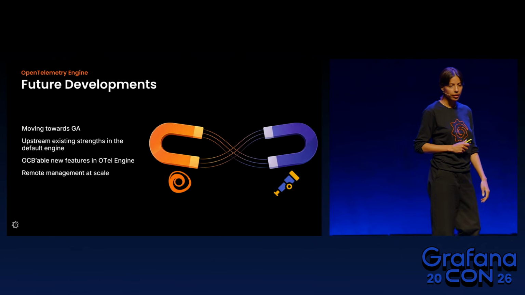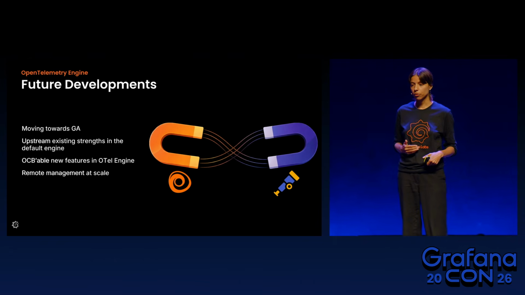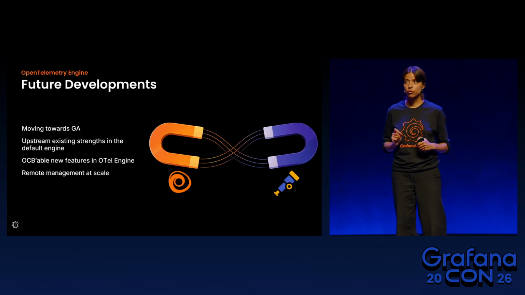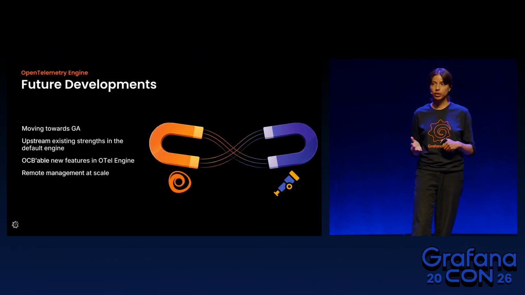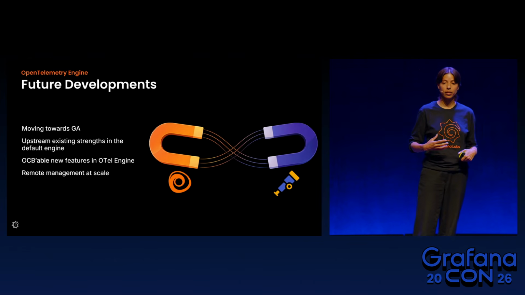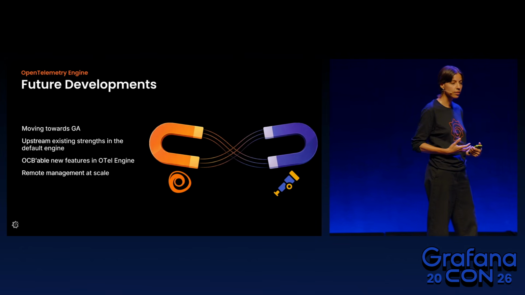So as I said, the engine is currently in experimental status. We're slowly budging it towards general availability. And as we do that, we are focusing on identifying the strengths that we have in the default engine and finding ways to contribute those upstream, either via new OCBable components or contributing to existing components.